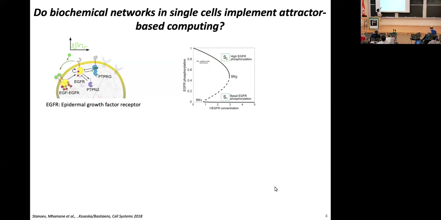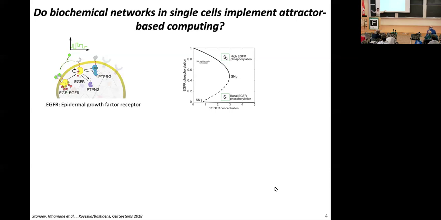So this network, maybe you can already see, it has a double negative feedback and autocatalytic activation. So from theory, this is classical, can produce bistability. In this system, this depends on the EGFR concentration or this receptor concentration on the membrane. So for a certain concentration of the receptor on the membrane, the system can be either in a basal EGFR phosphorylation state or in a high protein activity state. So both solutions will be stable.